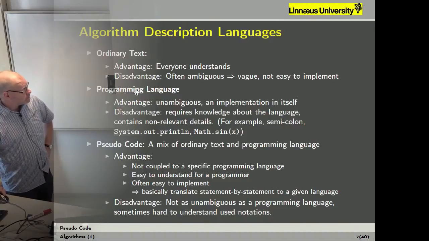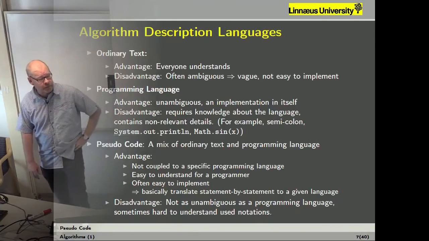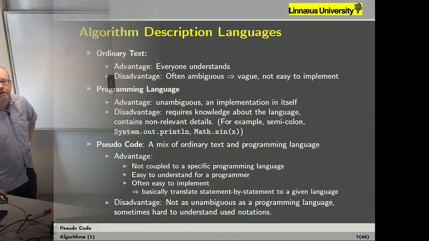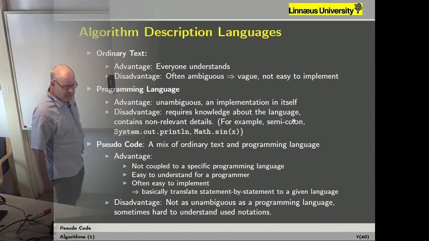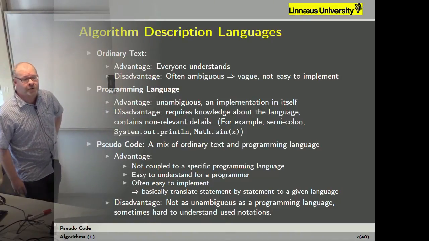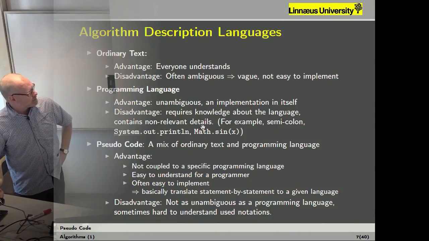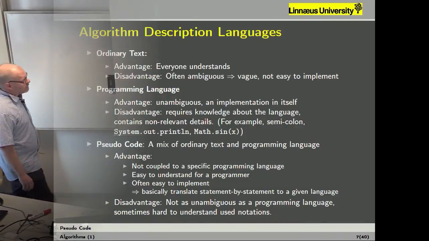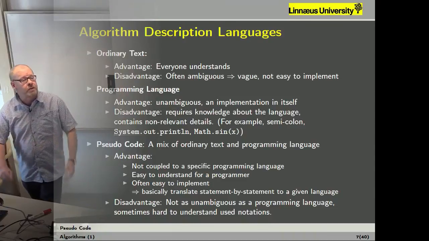You can provide an implementation in, for example, Java. This is not ambiguous at all. It is actually an implementation in itself, and if it works, then it's very precise. If we just know Java, then we know exactly how this algorithm works. The disadvantage is that it requires knowledge about the language. You would probably by now understand an algorithm written in Java, but if I was writing it in Prolog or some other strange language, you would probably have a hard time figuring out what I was doing. Also, they often contain a lot of non-relevant details: semicolons, System.out.println, main, x. So an algorithm description given in a well-defined programming language often contains a bit more information than is needed.